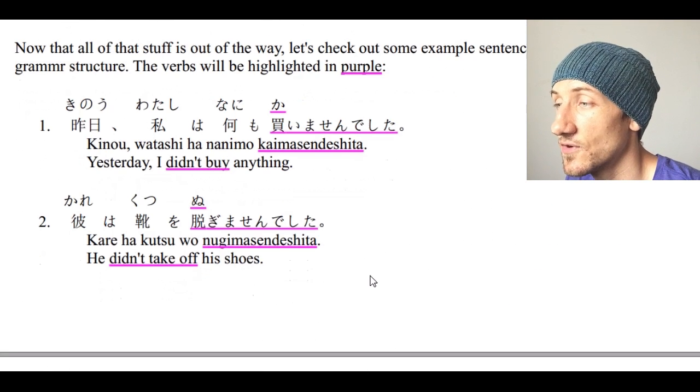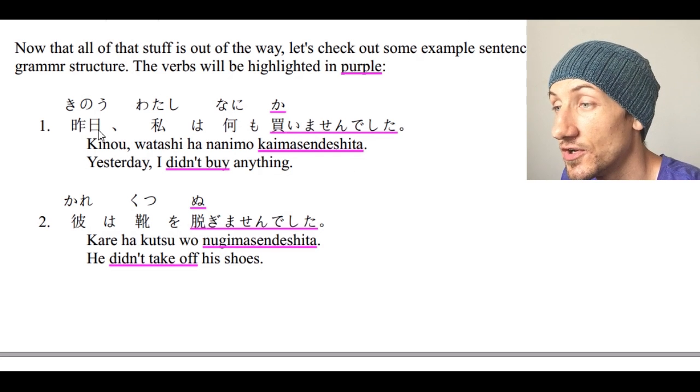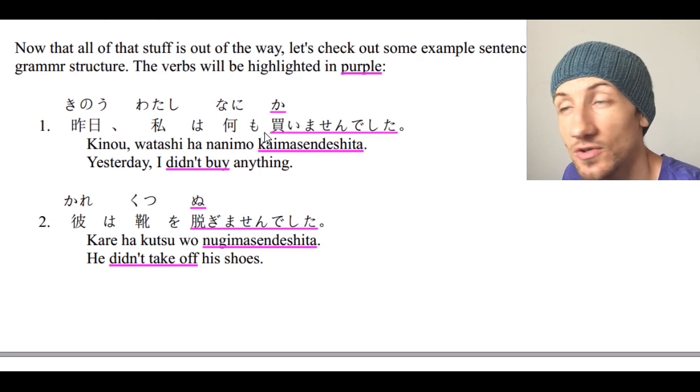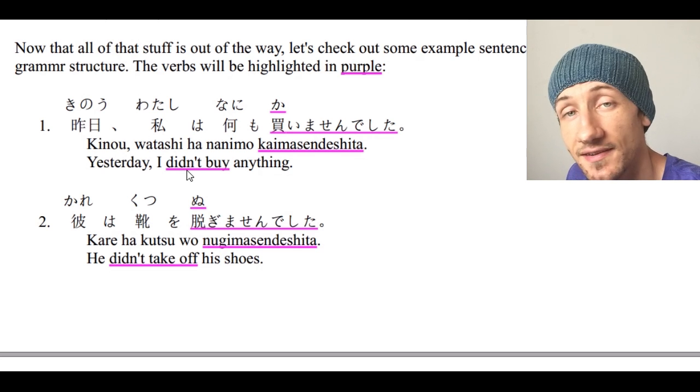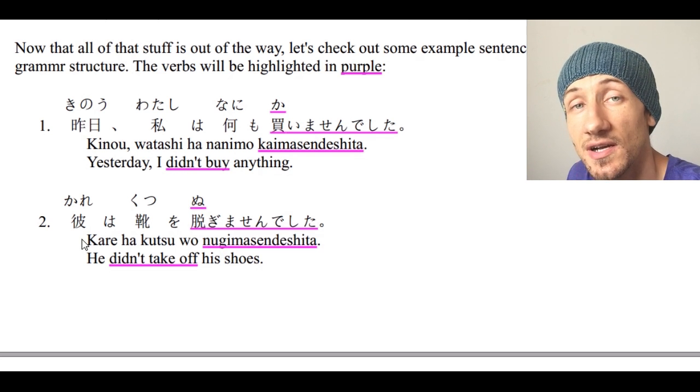And you'll notice that the verb will be highlighted in purple. Okay, so number one, 昨日私は何も買いませんでした。 Yesterday, I didn't buy anything. So 買いませんでした。 Didn't buy.